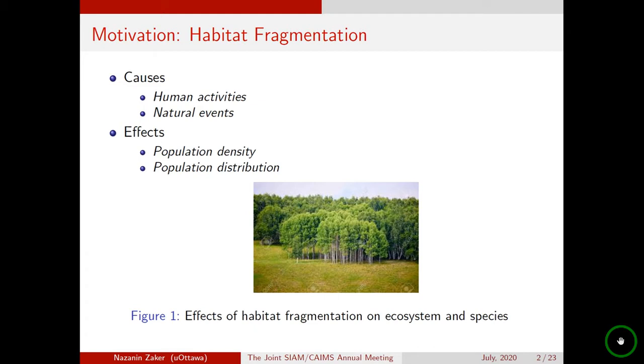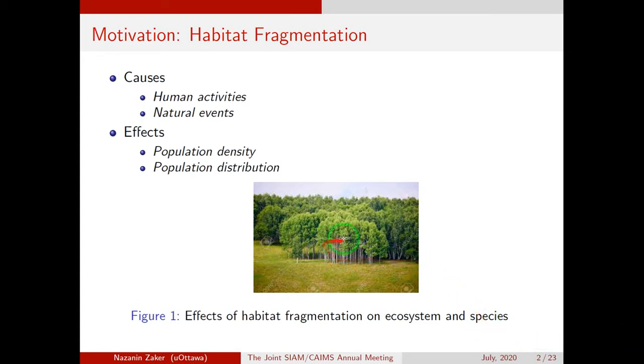Habitat fragmentation means that the landscape, because of different causes such as human activities and natural events, is divided into smaller patches with different characteristics and quality. A main feature of a fragmented landscape is the edges separating different patches.